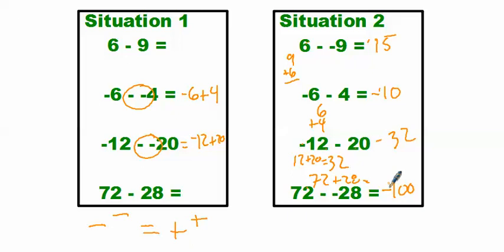So my algorithm for situation 2 is that if I am subtracting two integers and my signs are different, I will add the two numbers together, and the answer, their difference, will have the same sign as the first term in my number sentence. And that's it.